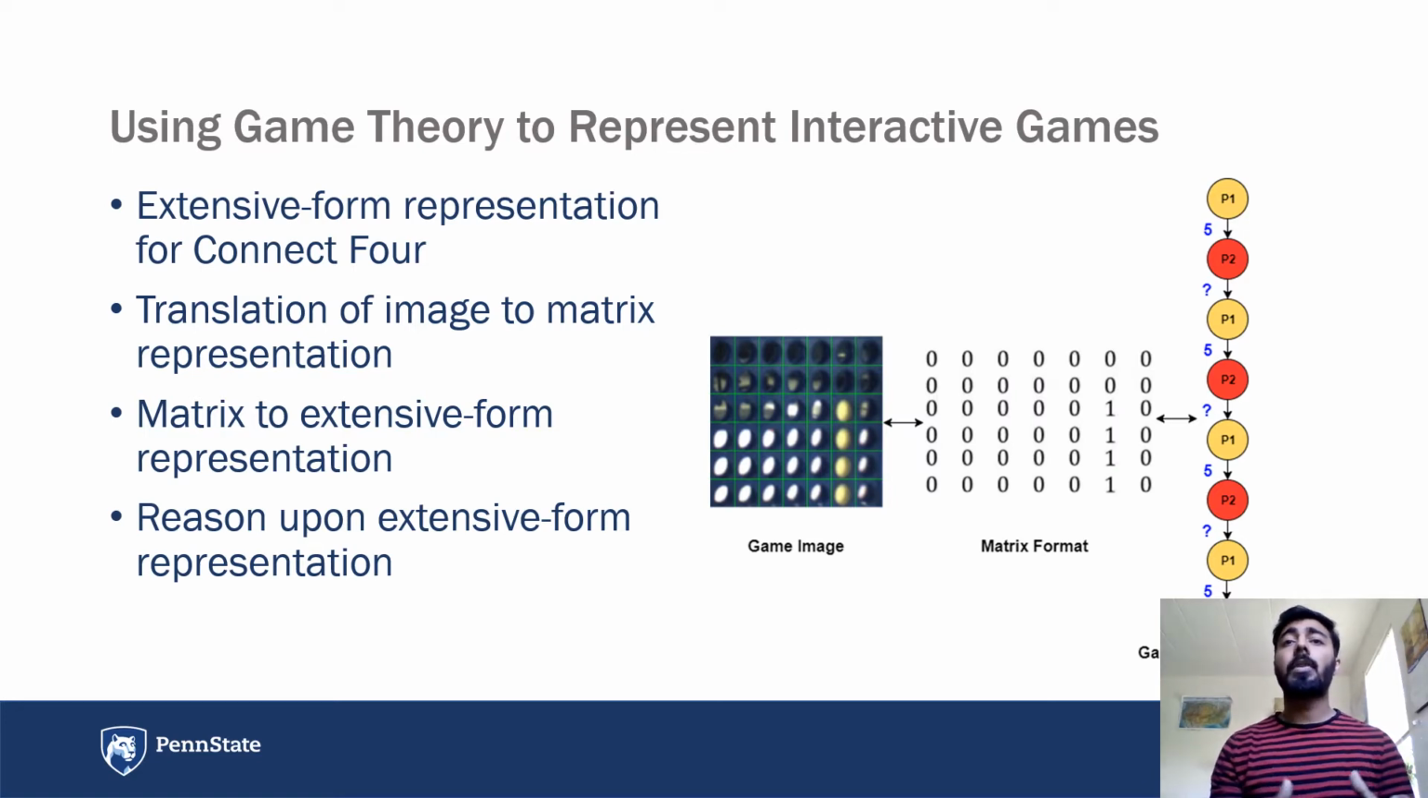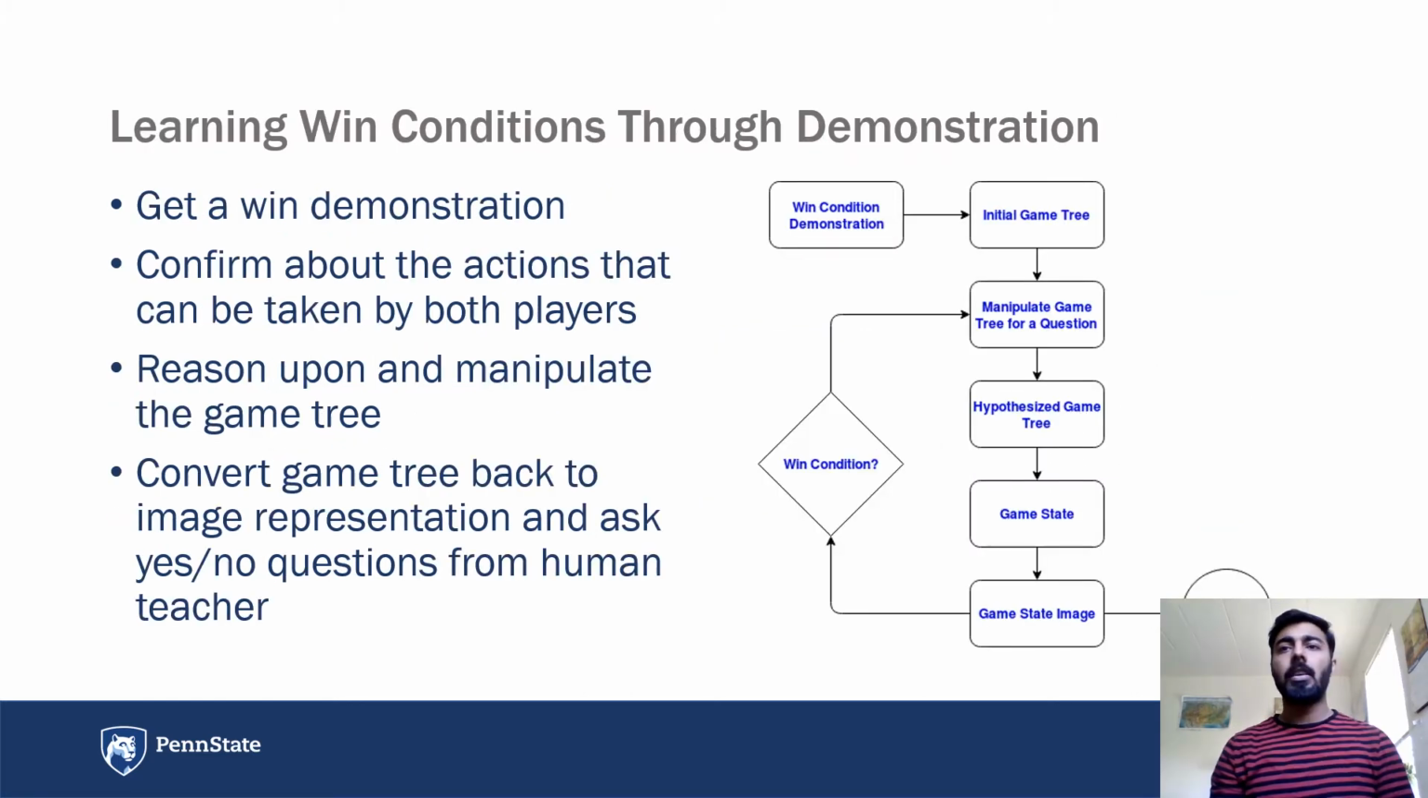So in this scenario, the robot first takes the image of the Connect 4 board, converts it into this matrix format, and then into the game theoretic structure. And the advantage of game theoretic structure representation is that it can be used by the robot to reason upon and learn the full concept of the win condition that was shown in the demonstration. So in this process, the robot first gets the demonstration of the win condition on the Connect 4 board, which is then converted into the game tree.